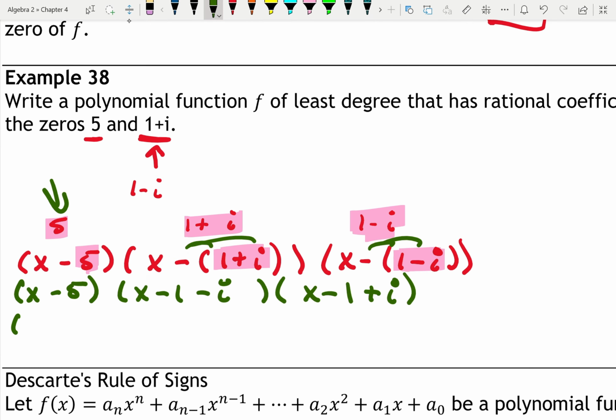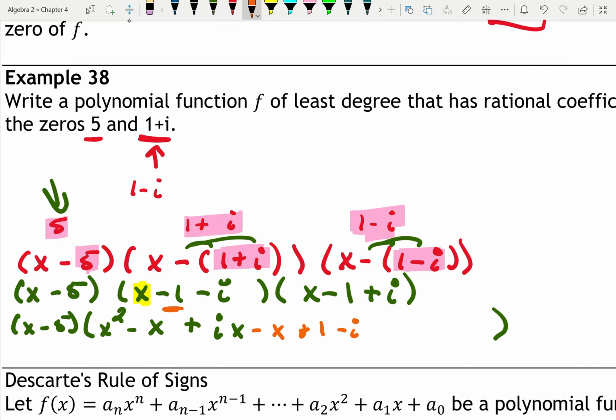And then again, I'm going to leave alone my x minus 5. And then I'm going to distribute out for my other piece. So I'll have x squared minus x plus ix. That was distributing my x here. Next up, I'll distribute my negative 1. That gives me negative x plus 1 minus i. And then lastly, distributing the negative i, I get negative ix plus i minus i squared.